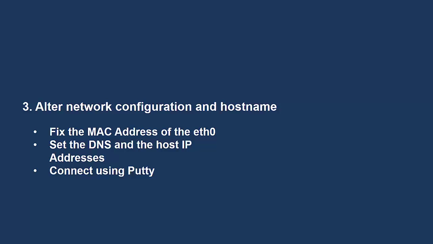For the network configuration, basically first we have to fix the MAC address, because when you clone the appliance from the seed appliance, the MAC address will be changed by VirtualBox. So we have to fix the consequences of that. Then we're going to configure the DNS and the IP address of the appliance. And finally, we're going to configure PuTTY to connect to the cloned appliance.